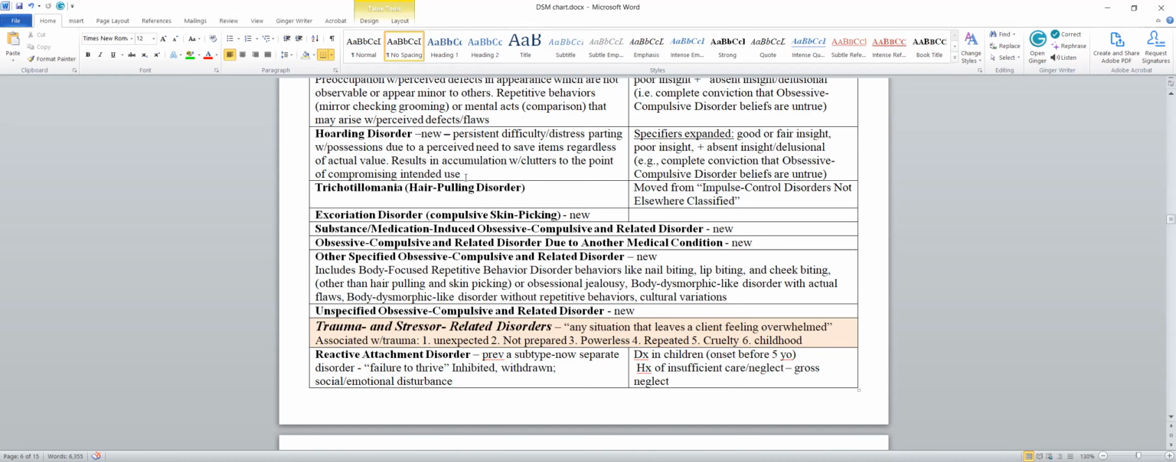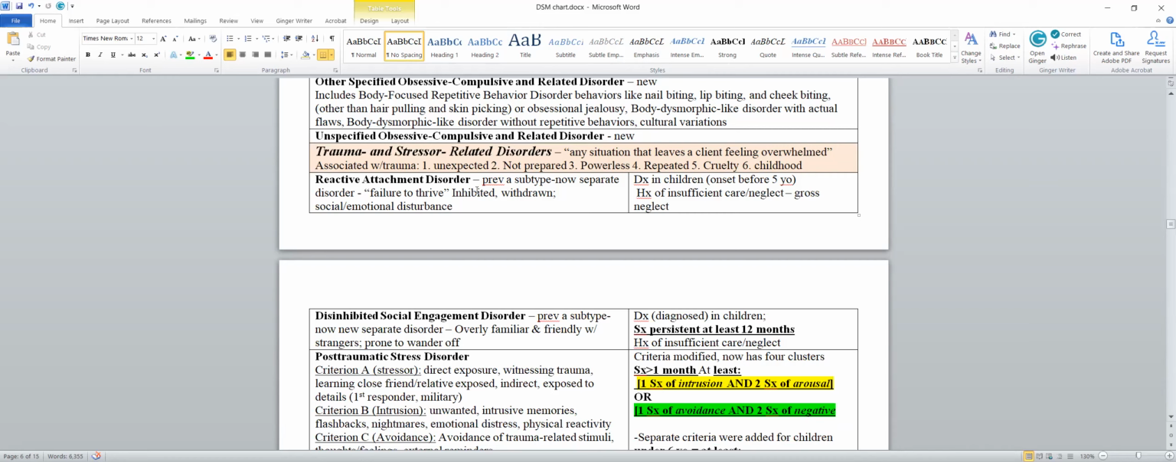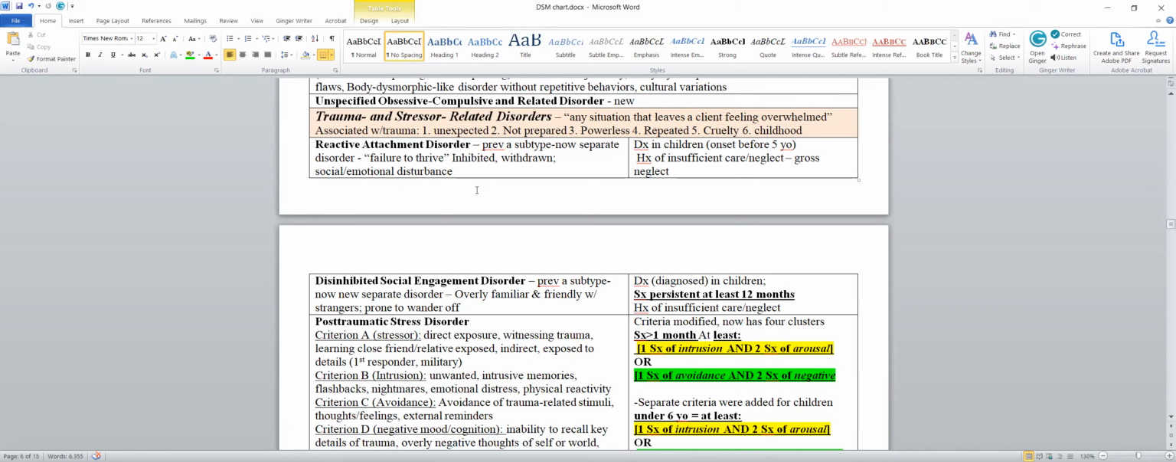Moving on to the next main category, trauma and stressor related disorders. Trauma is any situation that leaves a client feeling overwhelmed. Associated with trauma are: 1, unexpected, 2, not prepared, 3, powerless, 4, repeated, 5, cruelty, and 6, childhood. So unexpected, not prepared, powerless, repeated, cruelty, and occurred in childhood.